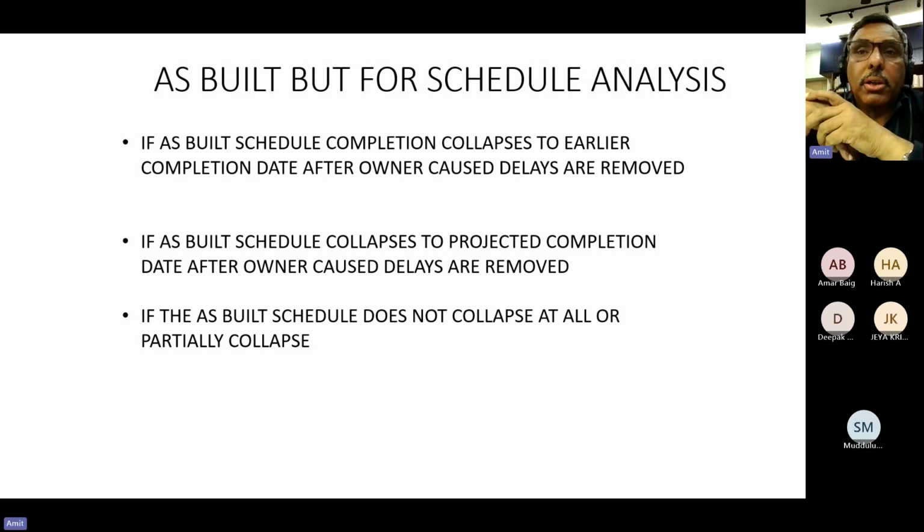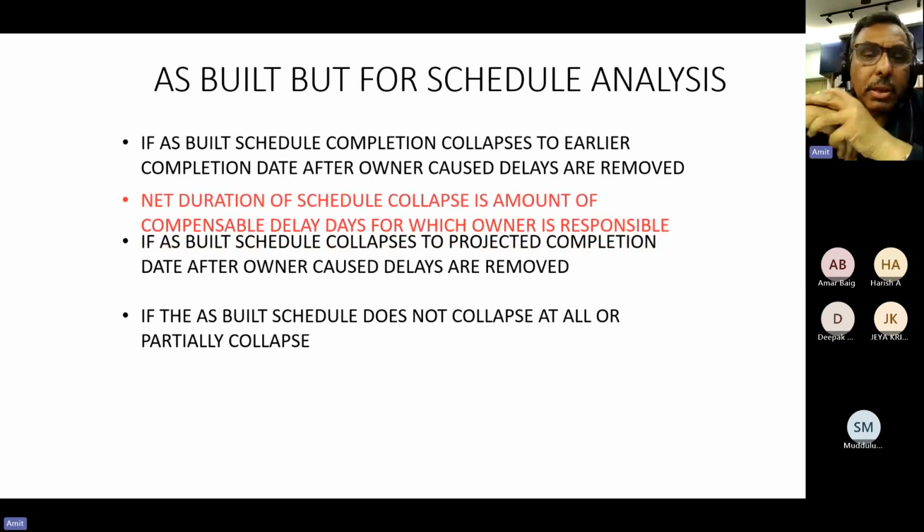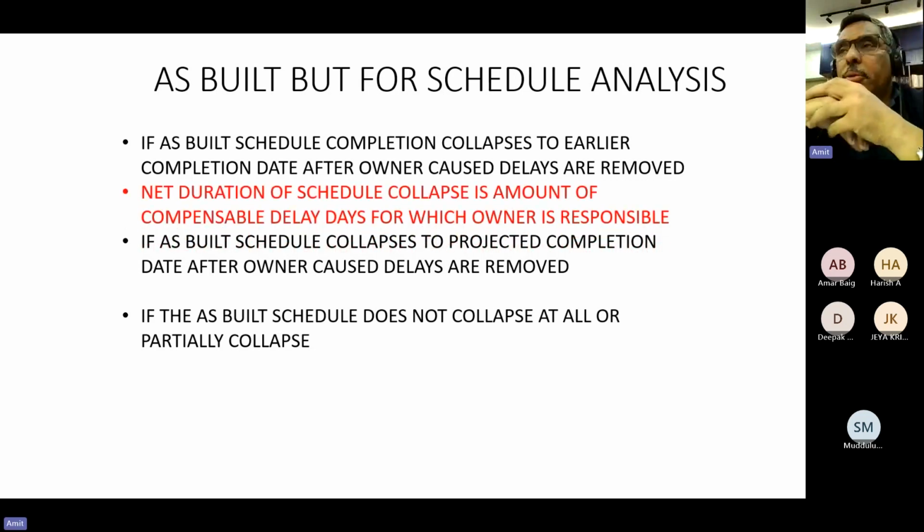In my schedule or program, I show that if this owner-caused delay, the delay in approval of drawings, had not occurred, I would have completed earlier. I remove this delay, and instead of 31st December, the schedule compresses to 15th October. The completion date is 31st October. And I prove that you are responsible for this entire delay, so I deserve an EOT.